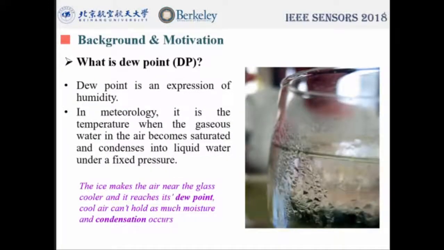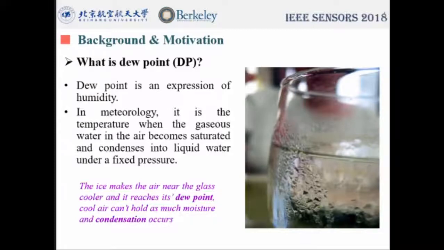Dew-point is an expression of humidity. In meteorology, it is the temperature at which the gaseous water in the air becomes saturated and condenses into liquid water at a fixed pressure. The figure on the right side shows the process of dew formation. When ice was put into the glass, the temperature of the air in the glass decreased. The decreasing temperature makes the gaseous water unable to keep the state of gas, and it condenses into water drops on the glass wall. The temperature when the condensation occurs is the dew-point temperature.